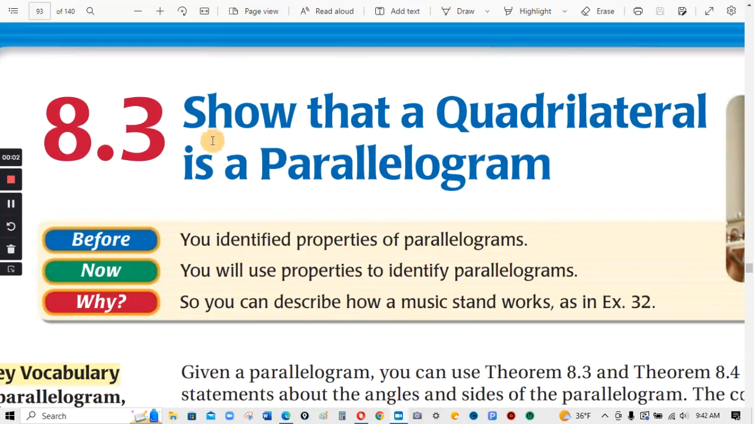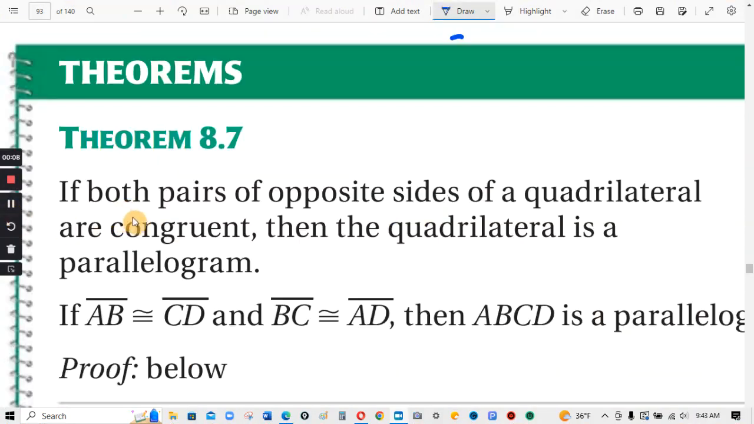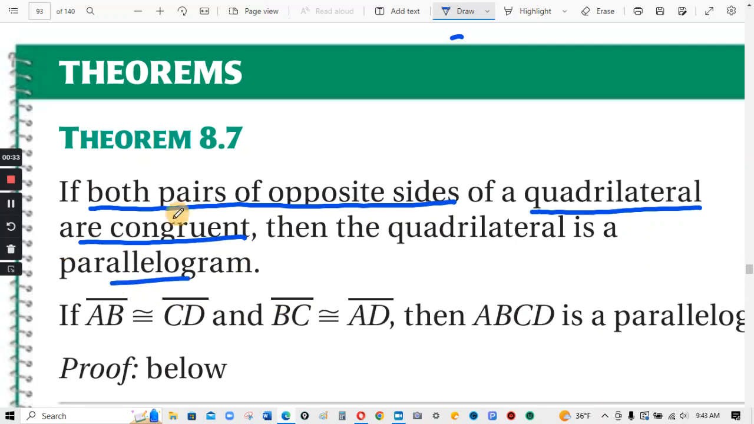Chapter 8.3, show that a quadrilateral is a parallelogram. If both pairs of opposite sides of a quadrilateral are congruent, then the quadrilateral is a parallelogram. So first you need a quadrilateral, that's a four-sided figure. And if you can prove that both pairs of opposite sides are congruent, then that proves it's a parallelogram.